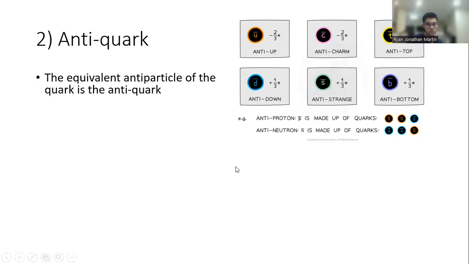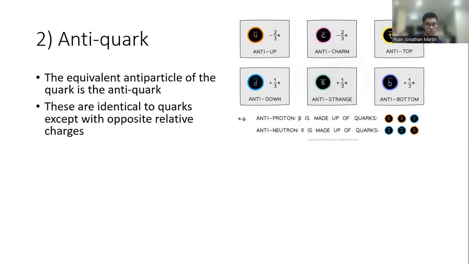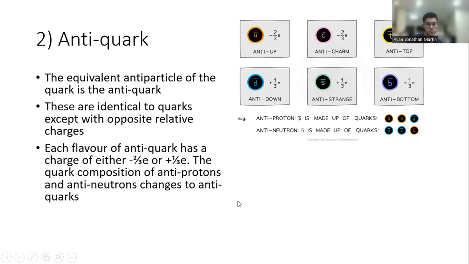The equivalent antiparticle of a quark is an antiquark. These are identical to quarks except with opposite relative charge. This one, quark is 2/3 E, it becomes negative. And if it's down, it's minus 1/3, so you can plus. Each flavor of antiquark has either minus 2/3 or plus 1/3.